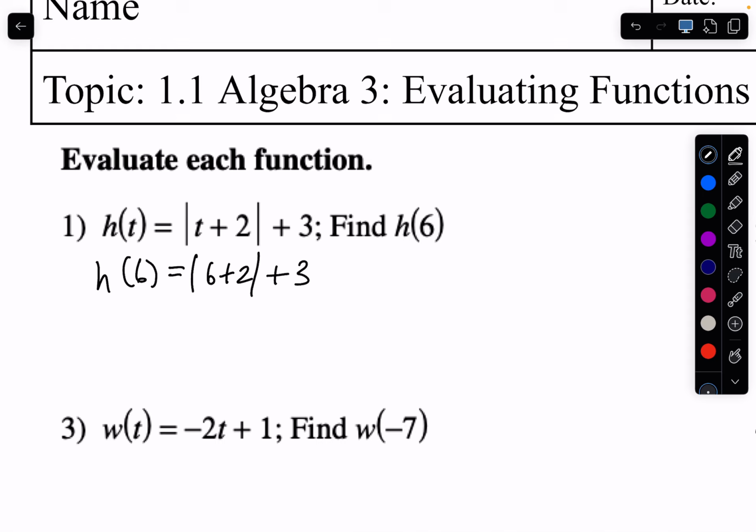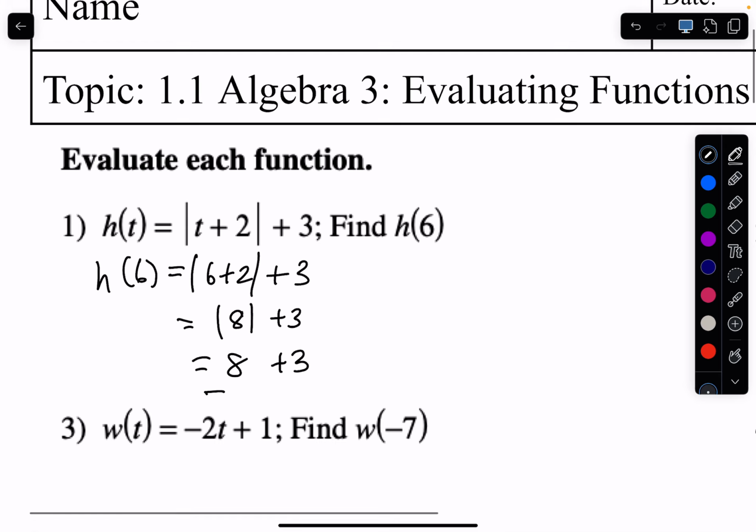Now, for an absolute value of a positive, that positive 8 is going to stay an 8. Just remember the function of an absolute value is to make whatever's inside's answer positive. So make sure that it's not the pieces that are inside, but the final answer becomes a positive. And so our answer would be 11.